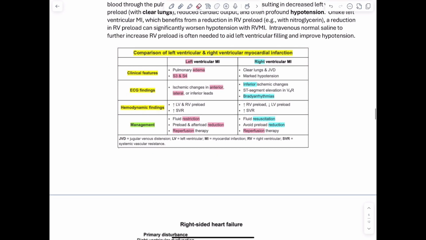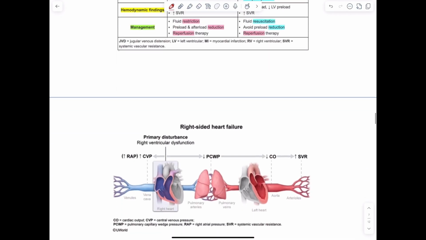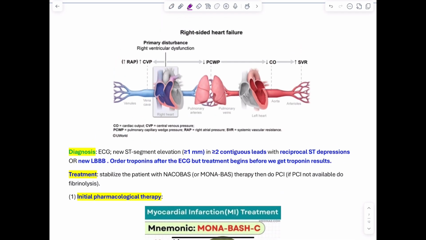Okay, so this is another table comparing right versus left ventricular infarct, and this is a UWorld table, so now I'm remembering that you will get a question in UWorld testing your right ventricular infarct, so know it. This is going to show you the right ventricular infarct pathology, so if the primary disturbance is in the right ventricle, everything is backing up and you're not getting any fluid to the lungs, which is why the wedge pressure is low. You're not getting any preload to the heart, which is why cardiac output is low.